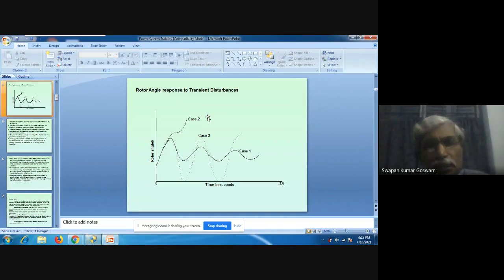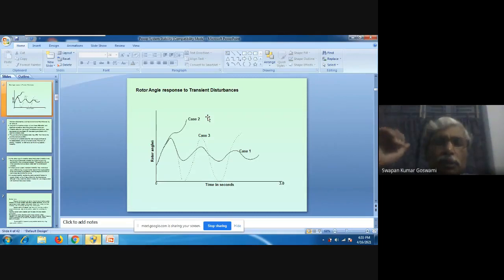So after the disturbance, if the speed of the generator increases, then what will happen? The terminal voltage is connected to the power system, the infinite bus. Infinite bus means its frequency is always constant. So the angular velocity of the power system voltage is synchronous, and the rotor speed is synchronous when the system is in stable condition. When there is a disturbance, the rotor speed may increase or decrease.